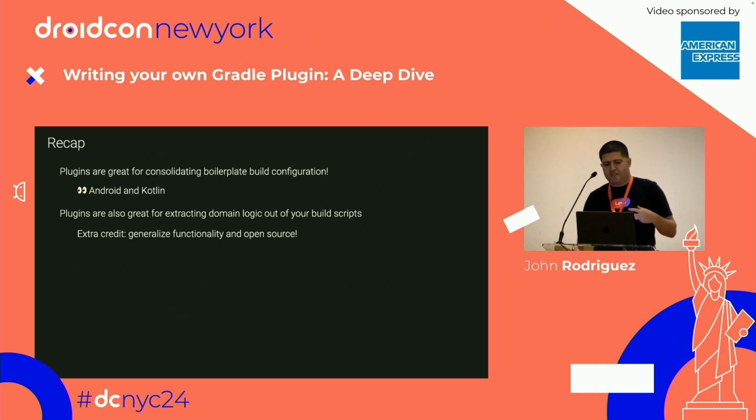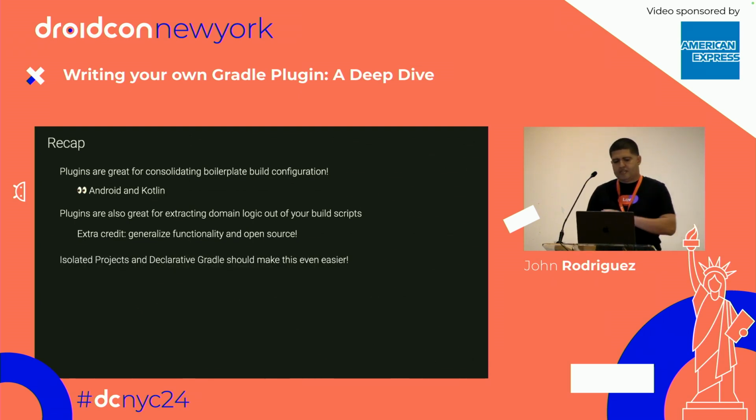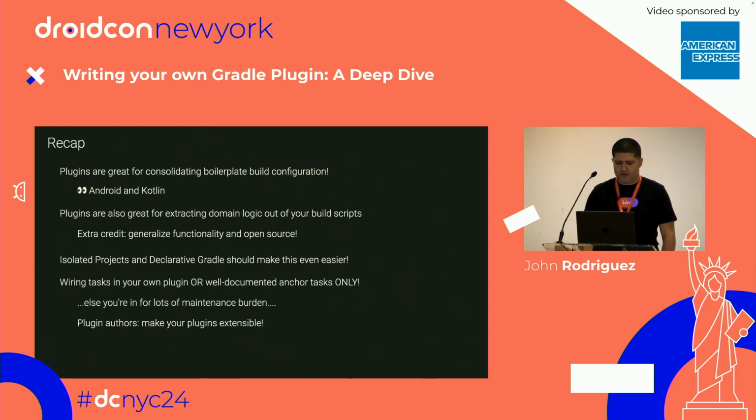While you're extracting stuff into custom plugins, consider generalizing it and making it open sourceable, because chances are there are other Android developers out there sharing the same pain as you. Isolated projects and declarative Gradle should make this even easier. I look forward to both of those features being released to general availability. And wire tasks in your own plugin or well-documented anchor tasks only. Anything more than that, like I said, hooking into the compile task by name, you're in a world of pain.